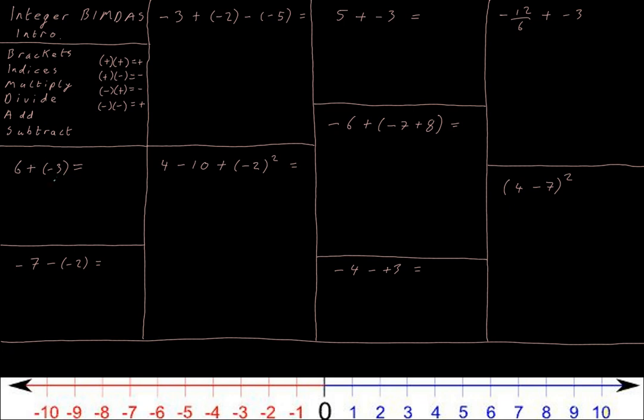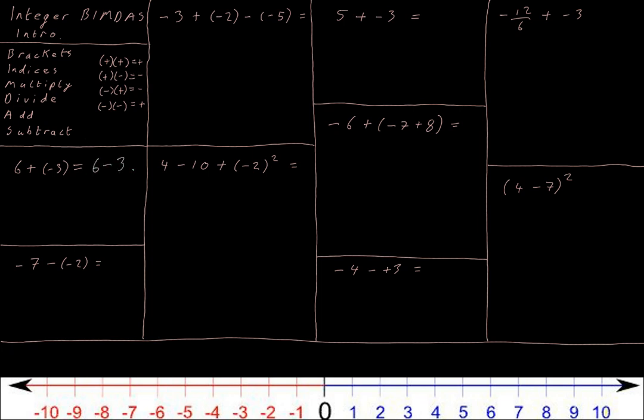So I have a few different ways that I can think about this. One of them is just to use my rule. I have a plus multiplied by a minus. There's a bracket in between them, they're multiplied. So I have a plus multiplied by a minus, so that gives me a minus. So I can use my rule to say this is going to be 6 minus 3.